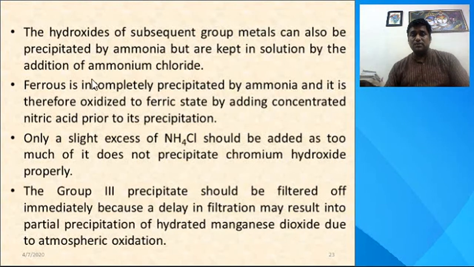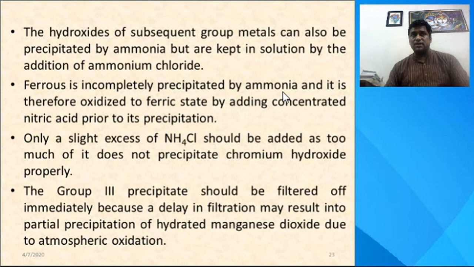So here also we need to keep certain things in mind. The hydroxides of subsequent metals, in the fourth and fifth group, can also be precipitated by ammonia, but they are kept in solution by the addition of ammonium chloride. So here the role of the common ion effect comes into the picture. Because of the common ion ammonium, the concentration of hydroxide is maintained at only that much which is required to precipitate only the third group cations, not the higher group cations. Ferrous is incompletely precipitated by ammonia.